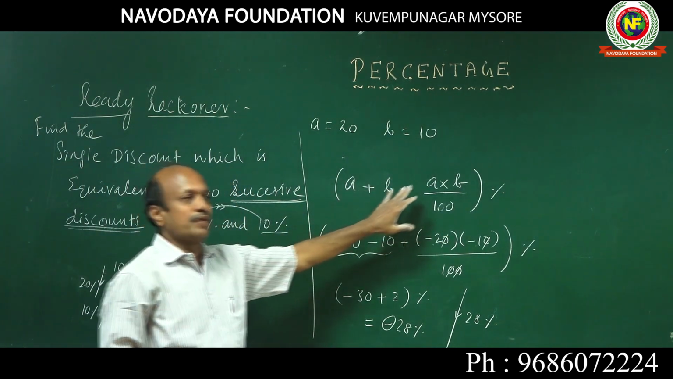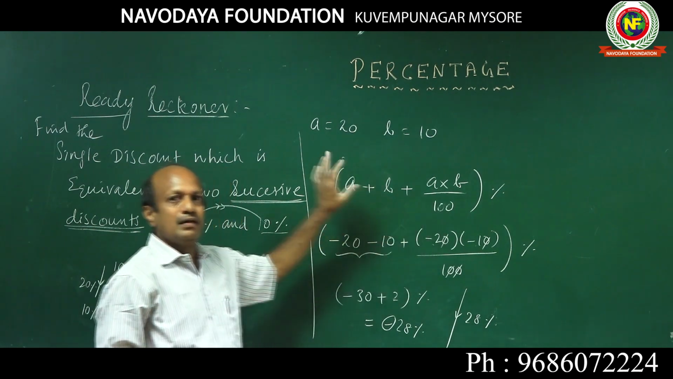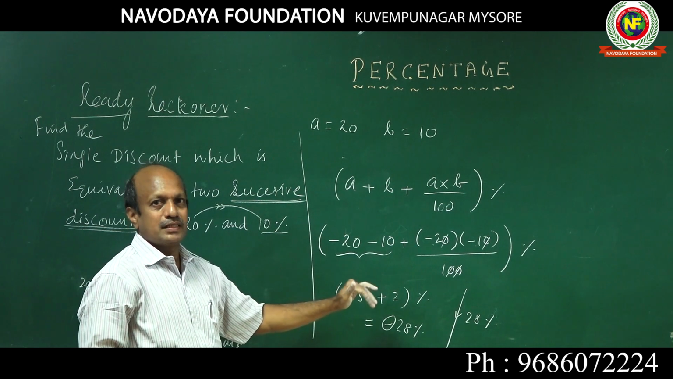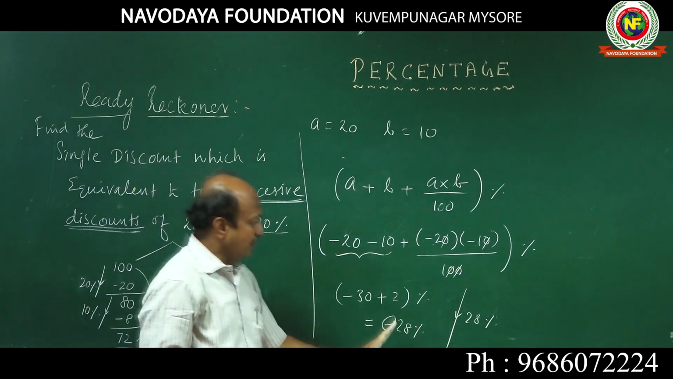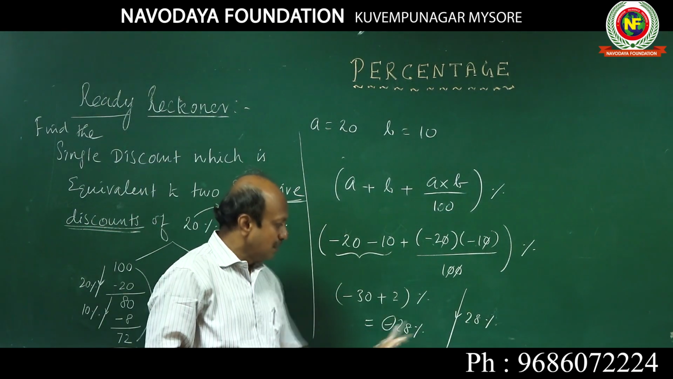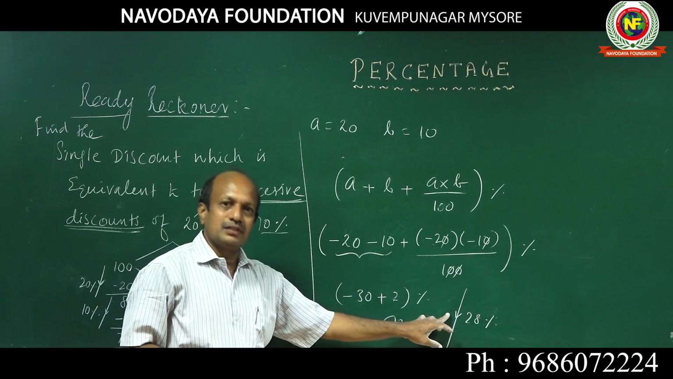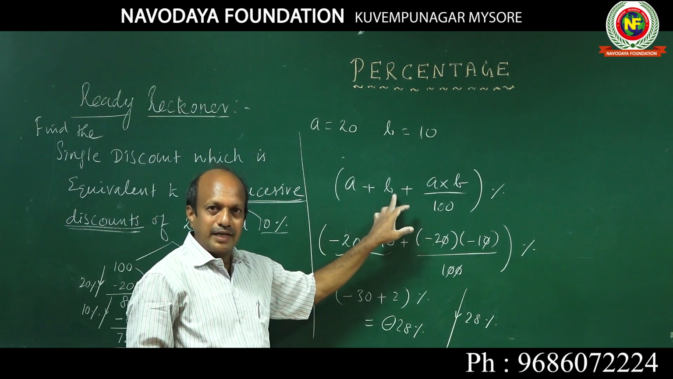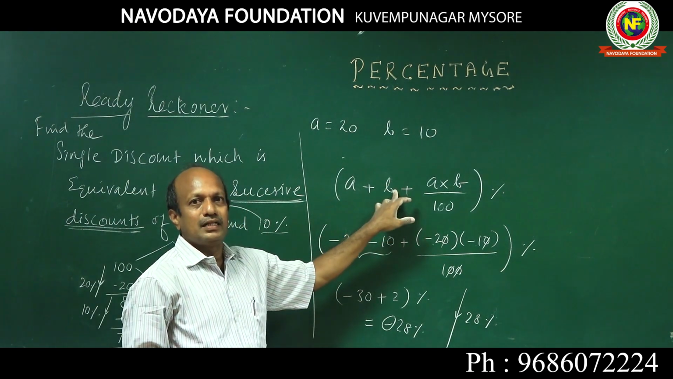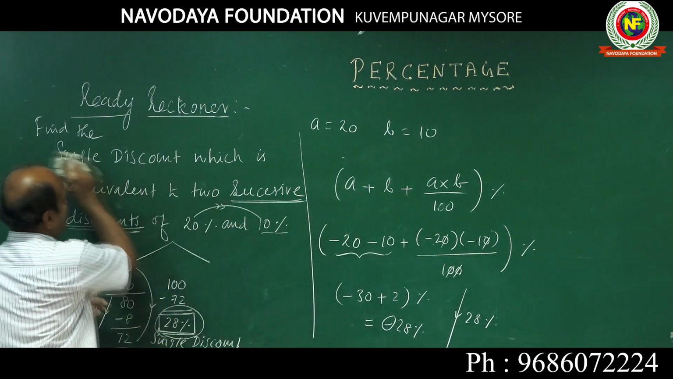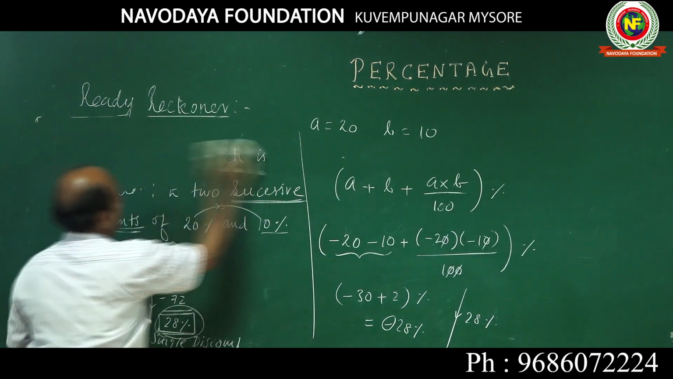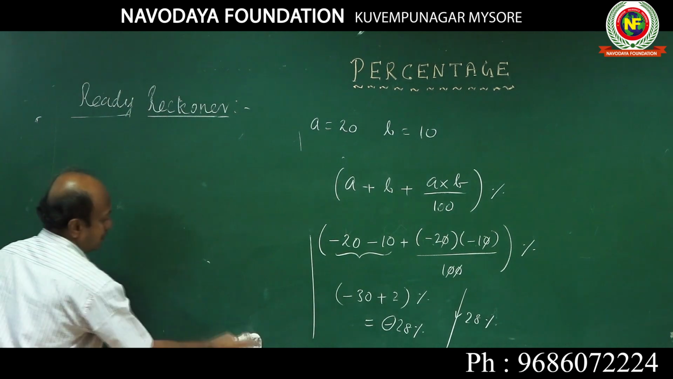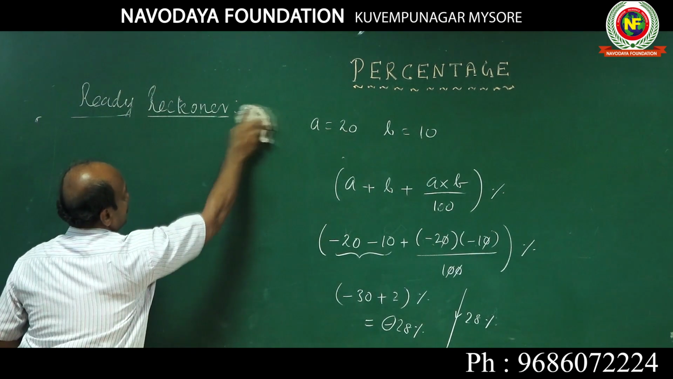A plus B plus A into B by 100. If price is increased, then you have to put plus. If price is decreased, you have to put minus. Finally, if you get positive, that much increase. If you get negative, so much it is decrease. Both can be positive, both can be negative, or one is positive, another is negative. Next situation, I will show you how the same idea can be used in different types of problems.